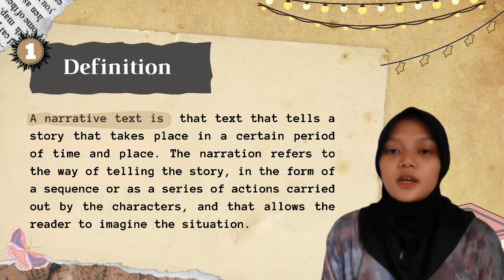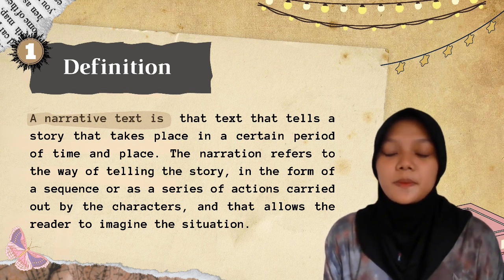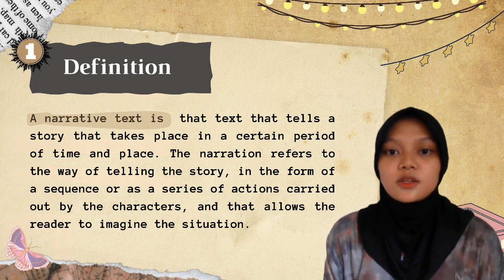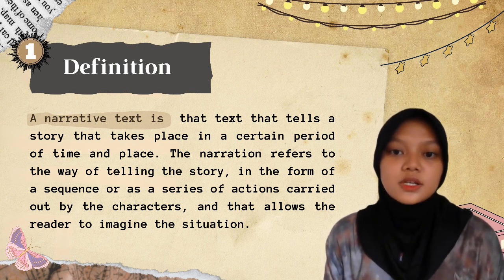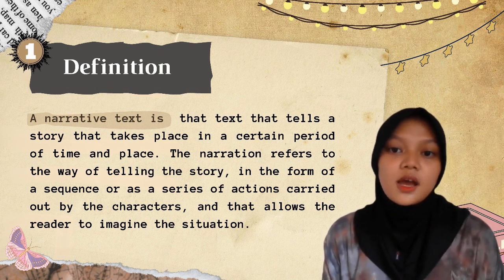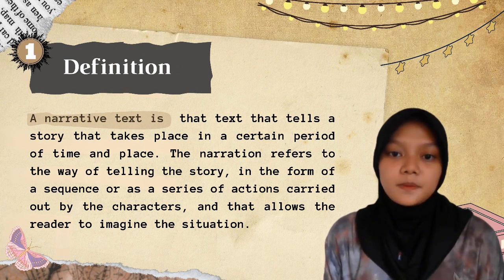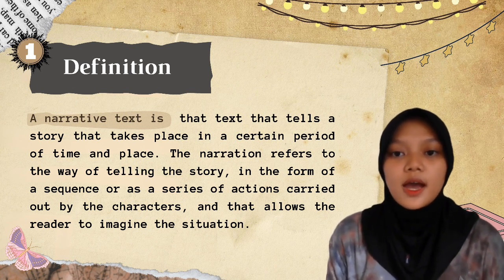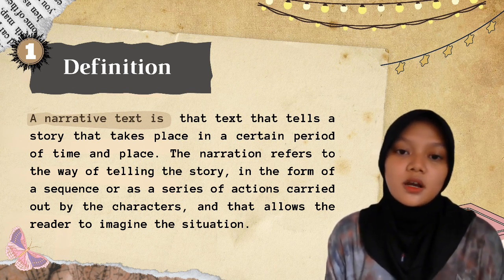A narrative text is a type of writing that tells a story. The story usually takes place in a specific time and location. The way the story is told or narrated can be through a sequence of events or actions done by the characters. When reading this type of text, it allows you to imagine what is happening in the story as if you were there yourself.